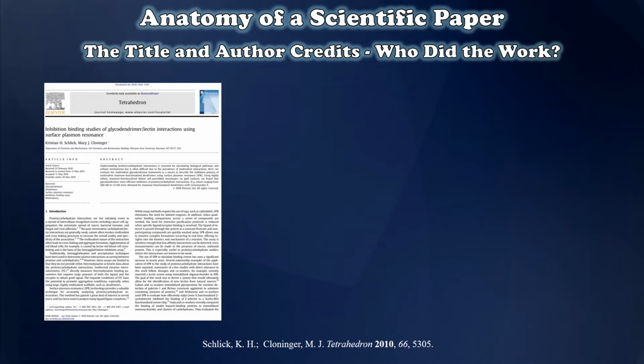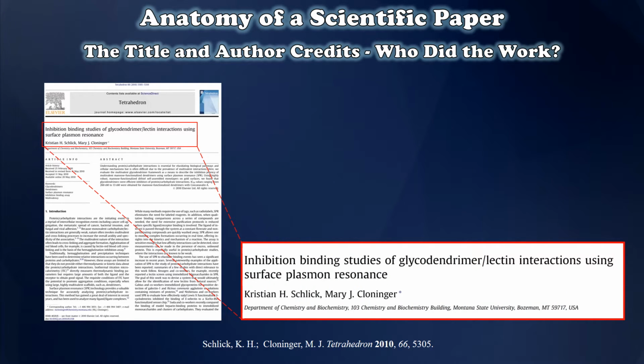Let's start at the beginning, the title and author credits. You'll notice that in this case we're looking at a journal article from the journal Tetrahedron, a fairly high-level chemistry professional journal. And here we have a title and author credit. The title of this paper is Inhibition Binding Studies of Glycodendromer-Lectin Interactions Using Surface Plasmon Resonance. Not flashy, not cute, but very, very descriptive, and therefore very searchable. Whenever we title a paper, we never go for entertainment value. We only want to state exactly what our study covers so that our study is easy to find.